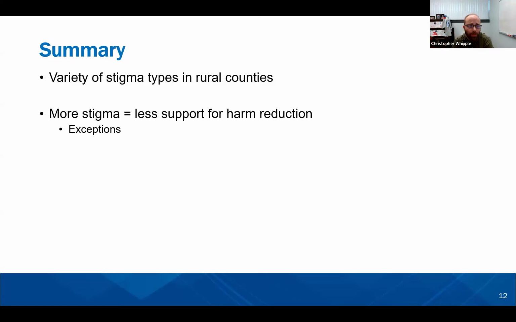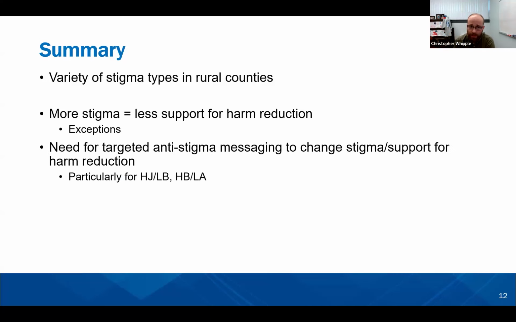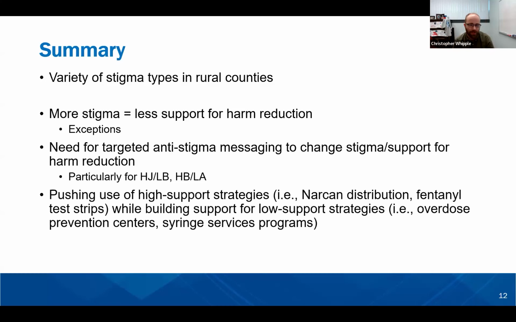Generally, people who had more stigma were less supportive of harm reduction, but there were some differences. Some of those middle groups, people who had high levels of judgment but low behavioral stigma, people who had high behavioral stigma but lower attitudes, may be more supportive of harm reduction strategies. And so we can use some of this information to understand how to better target some of these groups to reduce stigma and increase support for harm reduction.